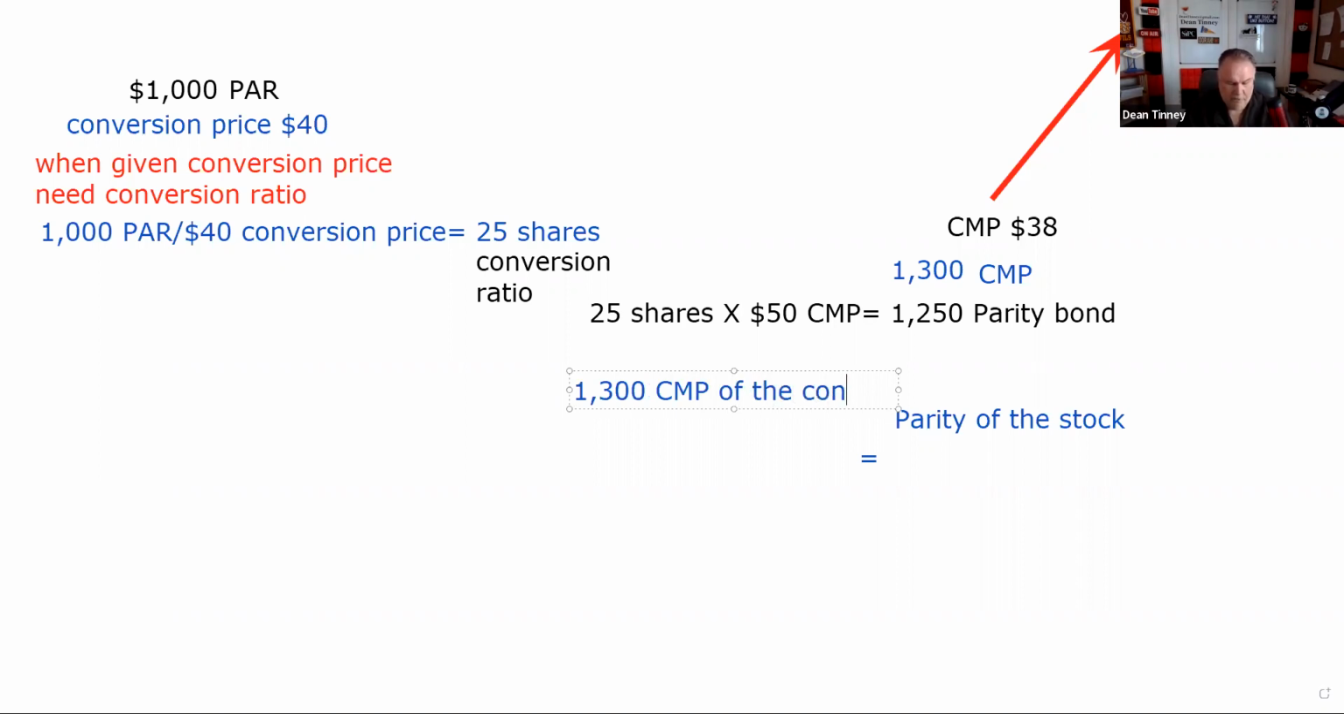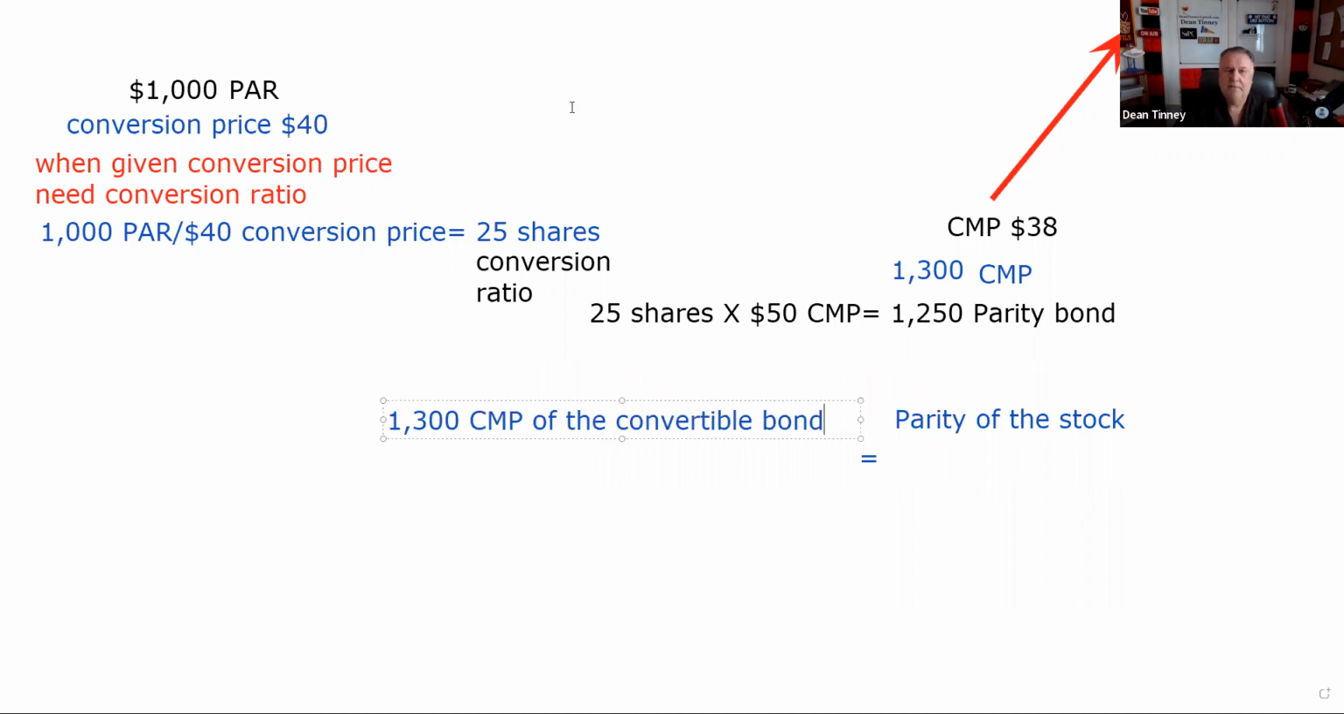So you say your client is considering buying a convertible bond for 1,300. Put that over here. What is parity of the stock? Parity again means equal. So as your broker again, I say, Lauren, if we buy this convertible bond for $1,300, that's convertible into 25 shares of common.